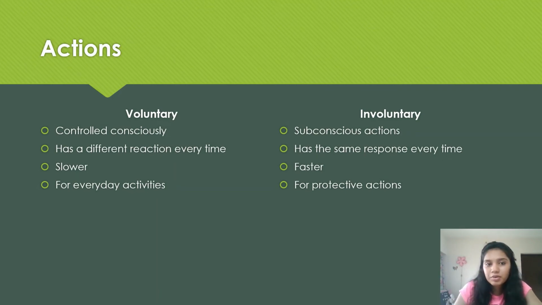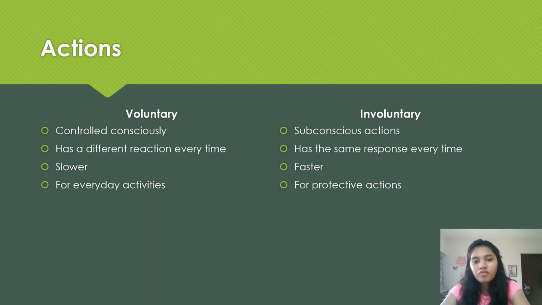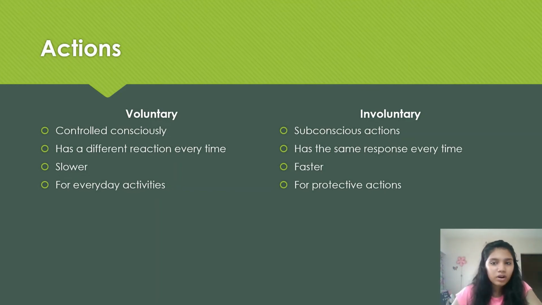It's much faster because you're not actually thinking about what you're doing. Okay, this is happening via your reflex arc, which we will come to. And it's for protective actions. As I said, dropping your cup of tea or whatever, it's hot, so you drop it because you're protecting your body from getting burned, your skin from getting burned.